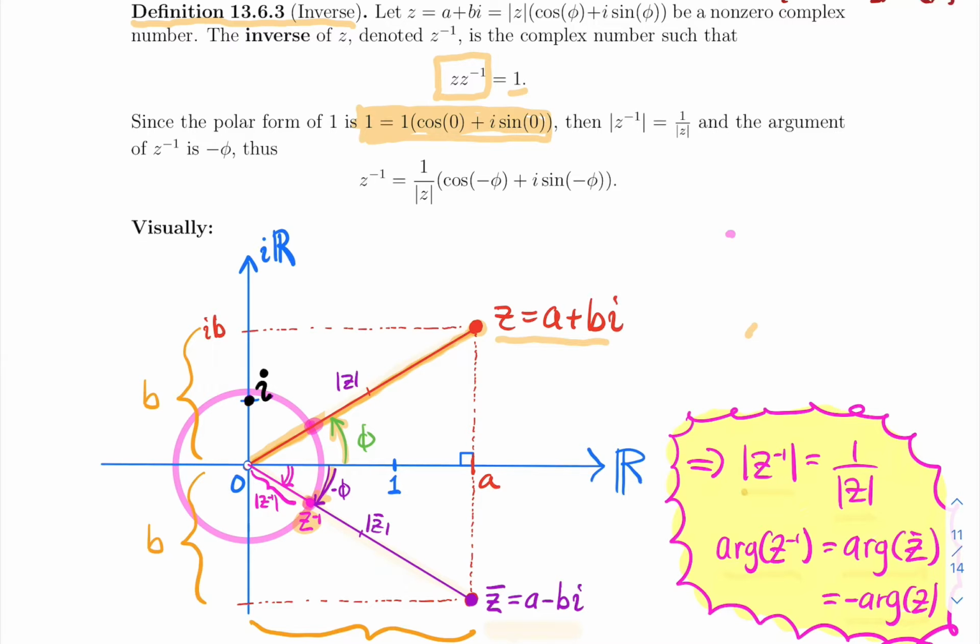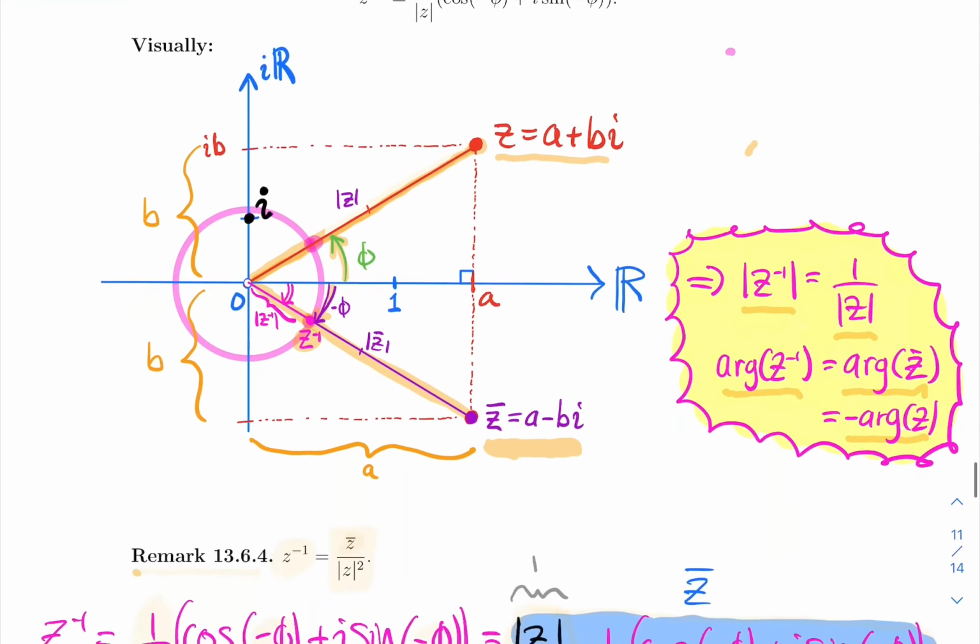So that's why the absolute value of the inverse is 1 over the absolute value of z, and the argument of the inverse is the argument of z multiplied by minus 1, which, what a coincidence, is the same as the argument of the conjugate. And we'll be using this in a moment. You can see that the inverse and the conjugate are aligned, with the same argument as z bar. We're going to use this to construct a way to compute the inverse using the conjugate.